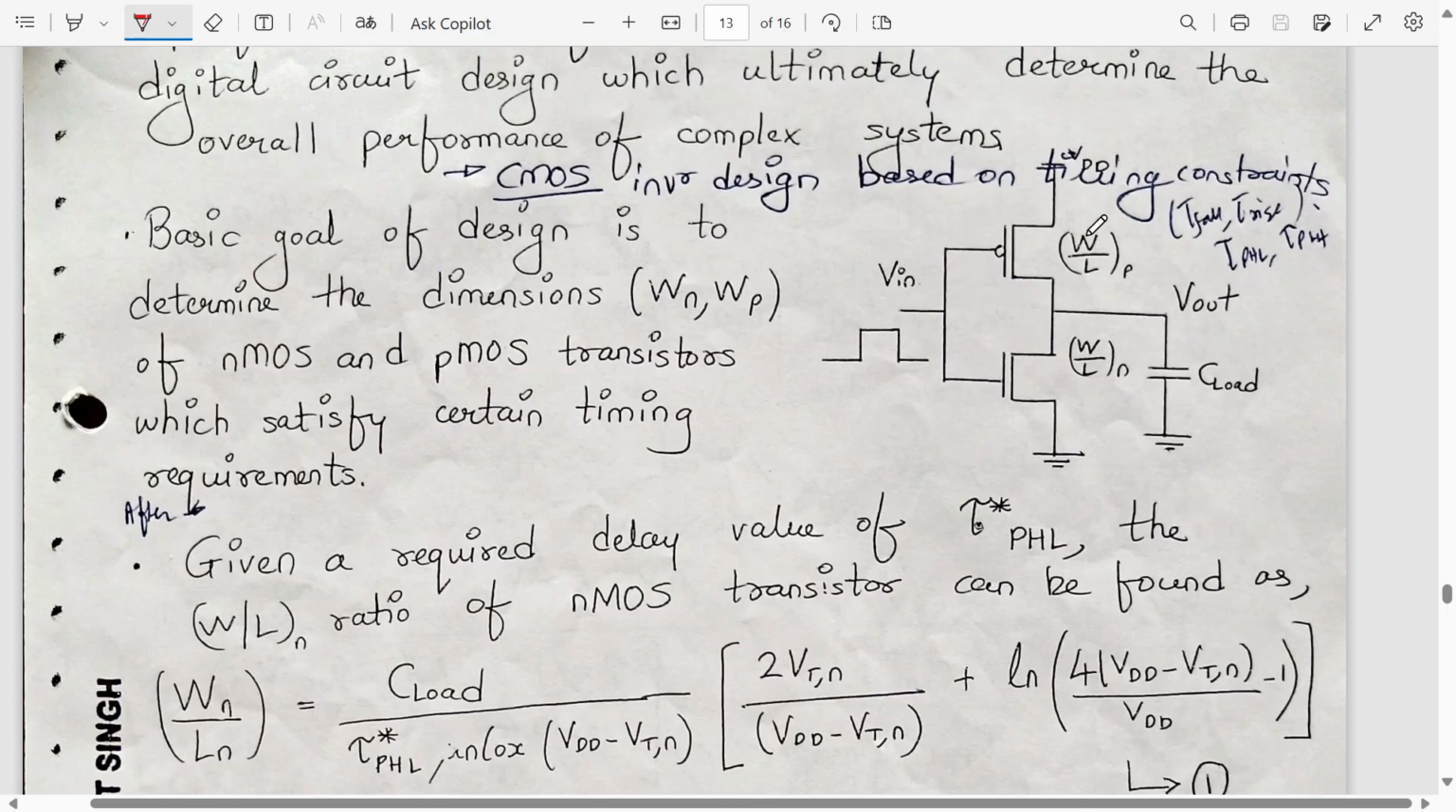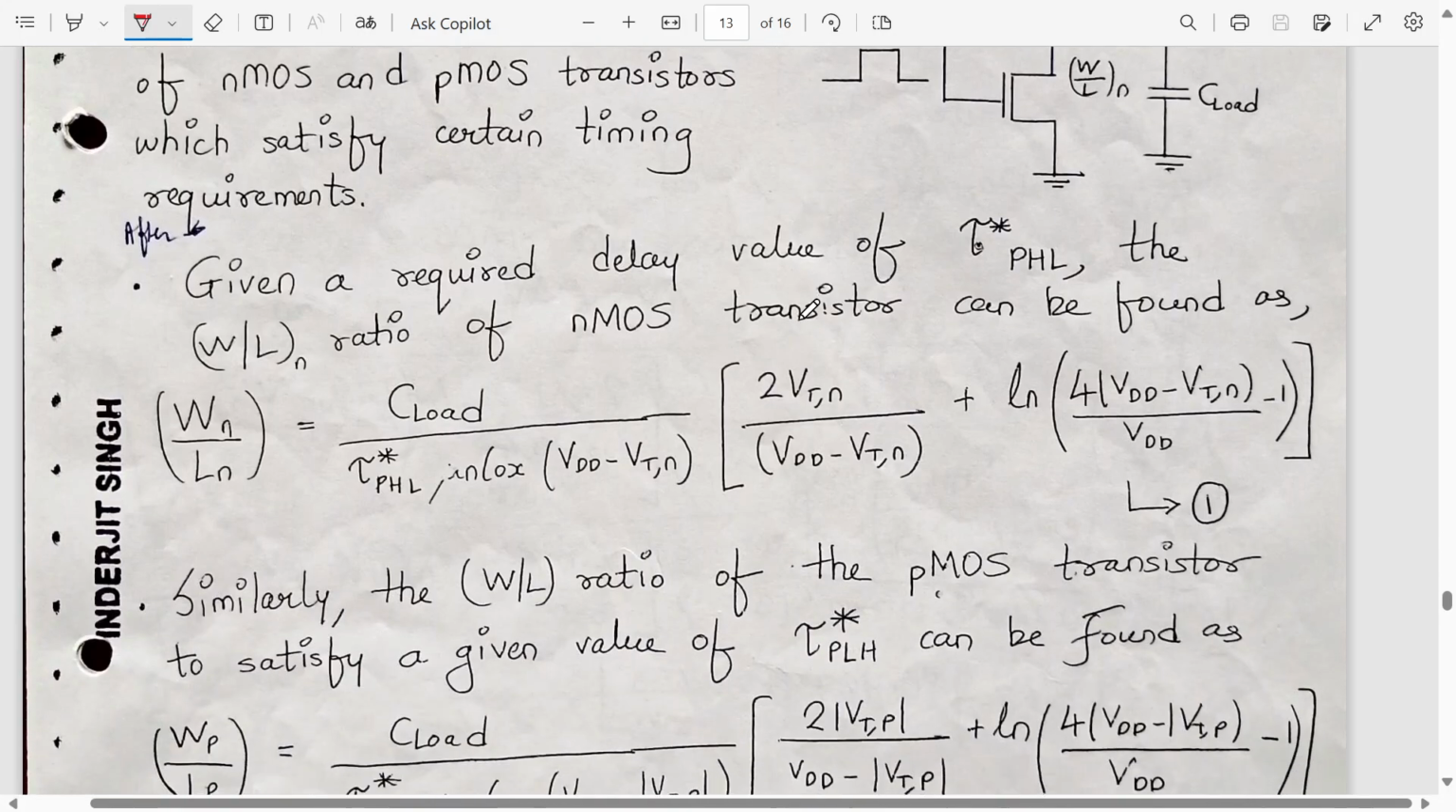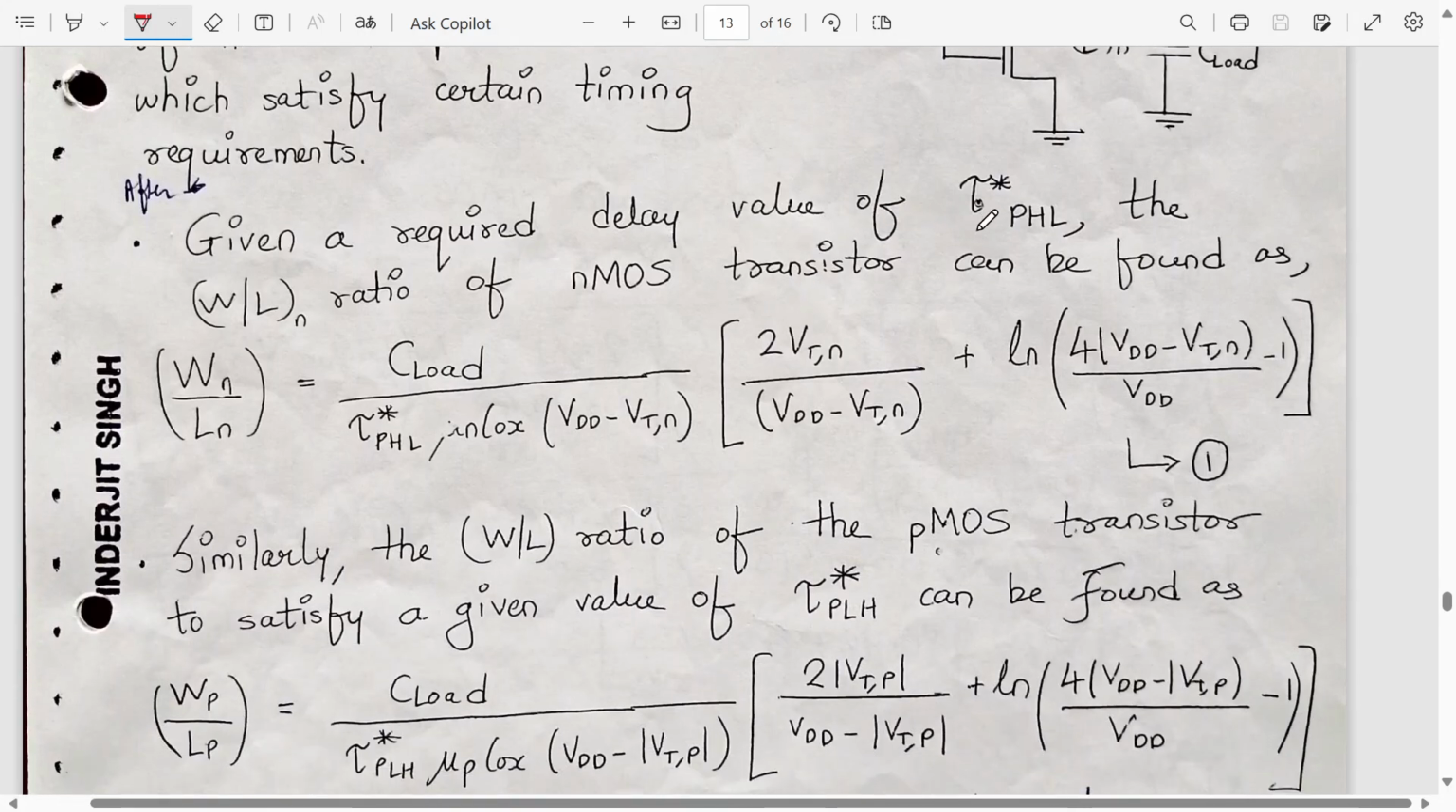So basically this is my CMOS inverter. For CMOS inverter designing, we should design the W by L ratio. So W by L of P, W by L of N, then C load and V in. The basic goal of the design is to determine the dimensions Wn and Wp, because L will be known to you. L is a technological constant. So now given a desired delay value, let's say as an application we have been given a desired delay value, tau p HL, the W by L ratio can be found out as follows.